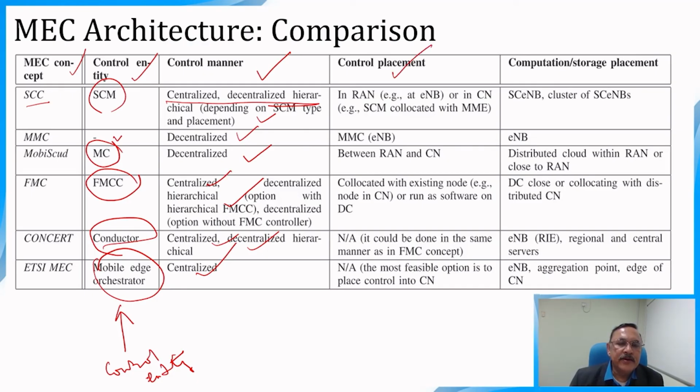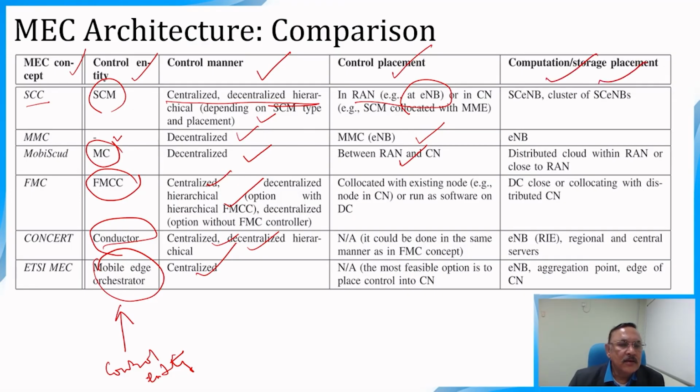Now, control placement in SCC is in the RAN, that is at the enhanced eNodeBs, or in the core network. In MMC it is placed at the MMC eNB. In MobiSCAT it is between the RAN and the CN, and in FMC it is co-located with existing nodes or runs as software on the data center, and in CONSORT it is not applicable.